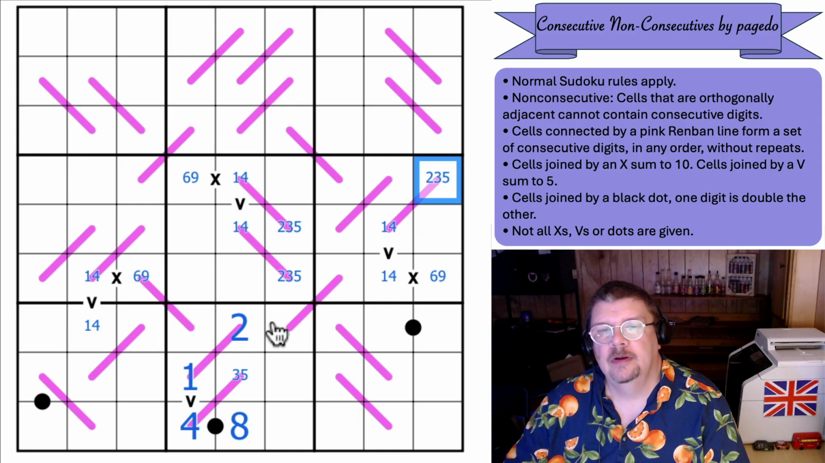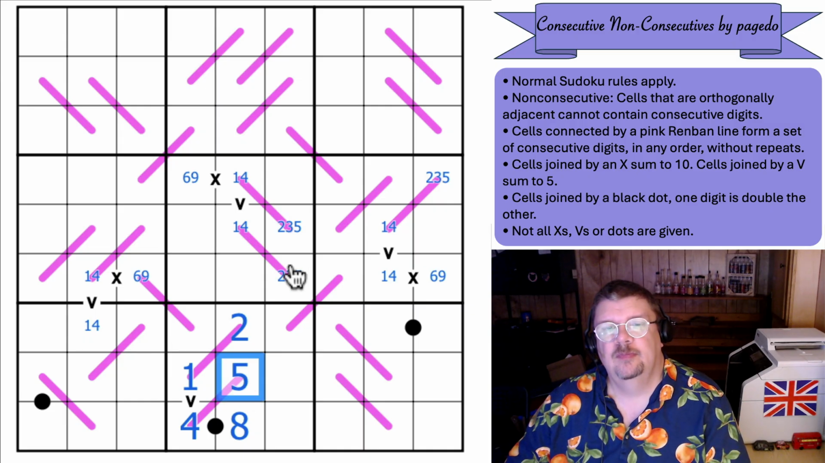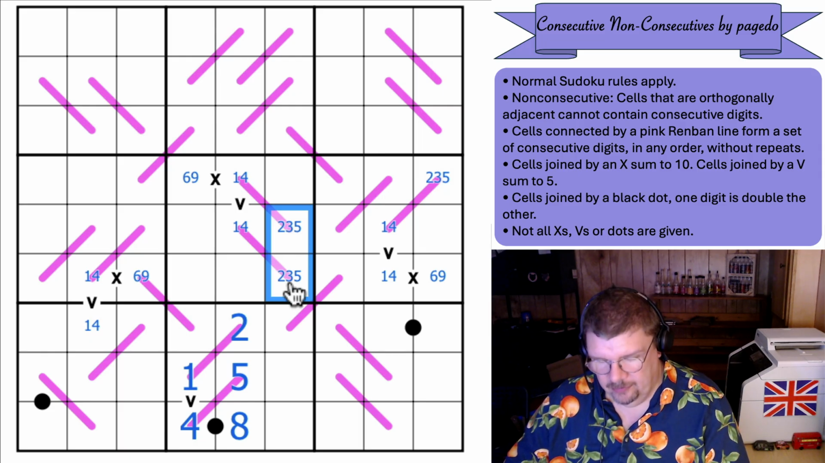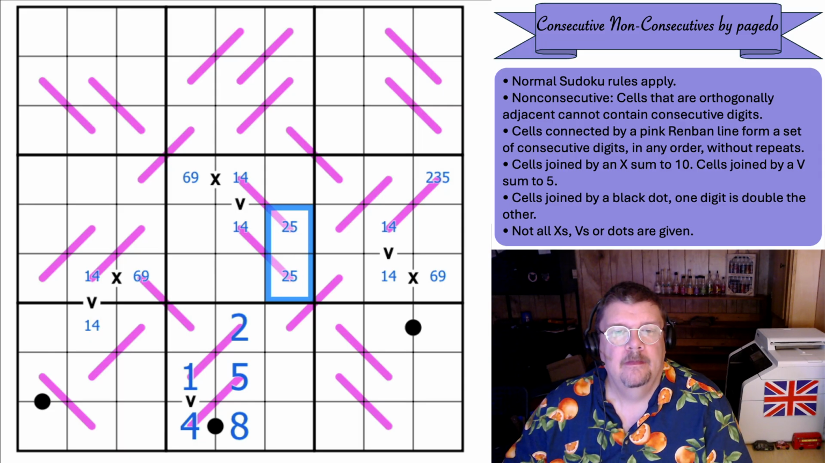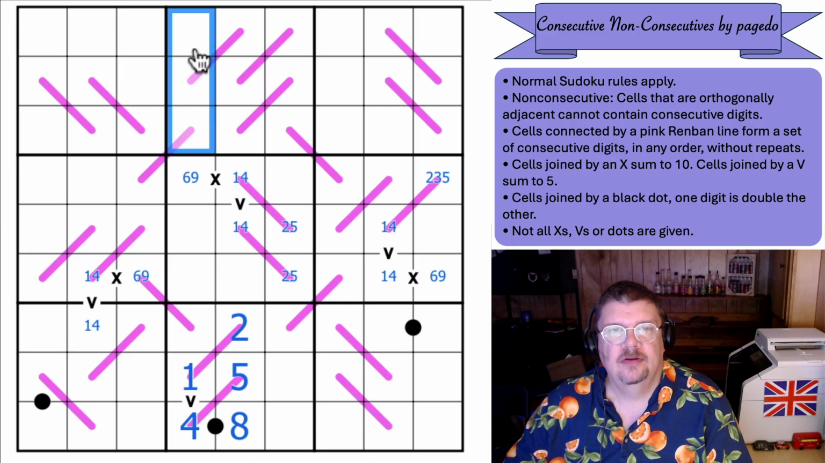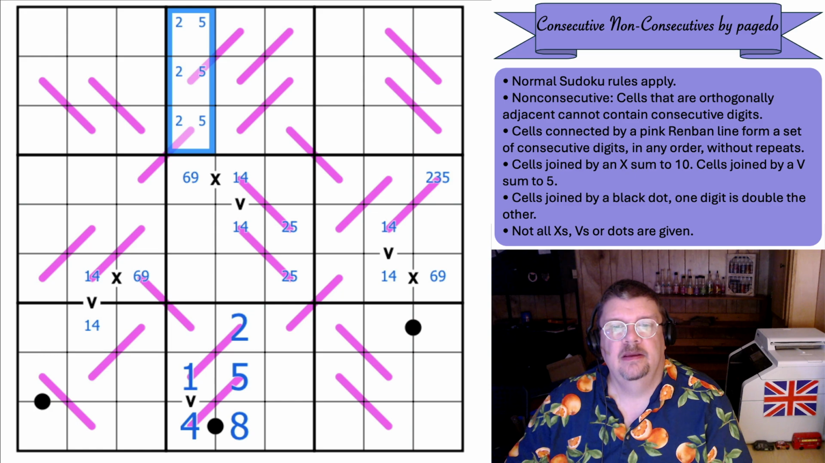What else have we got going on? This 2 means that that can't be a 3 because it would be consecutive. So that has to be a 5. Here, it can't be a 2, 3 pair, so that's a 2, 5 pair. And that places 2 and 5 up here.